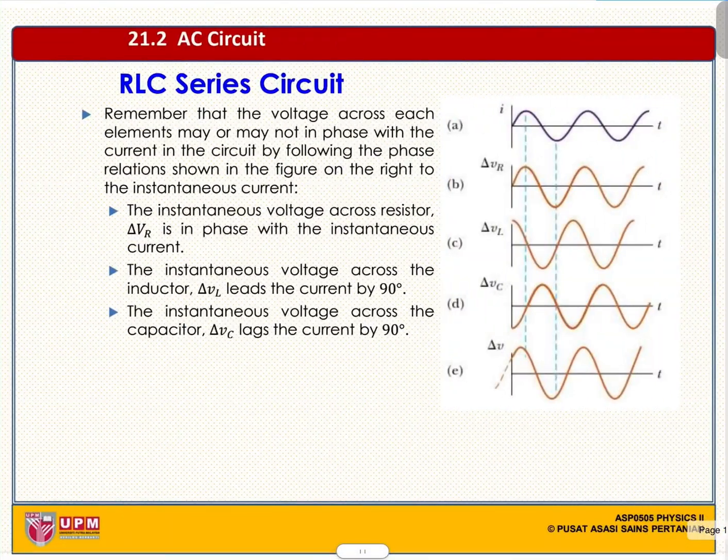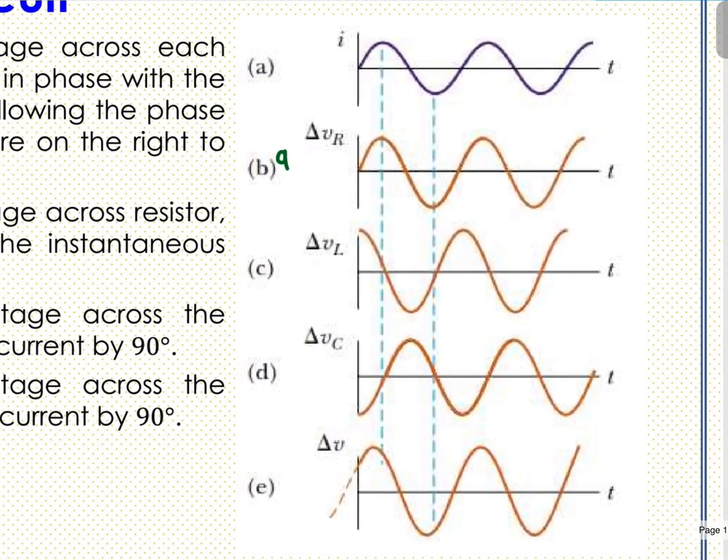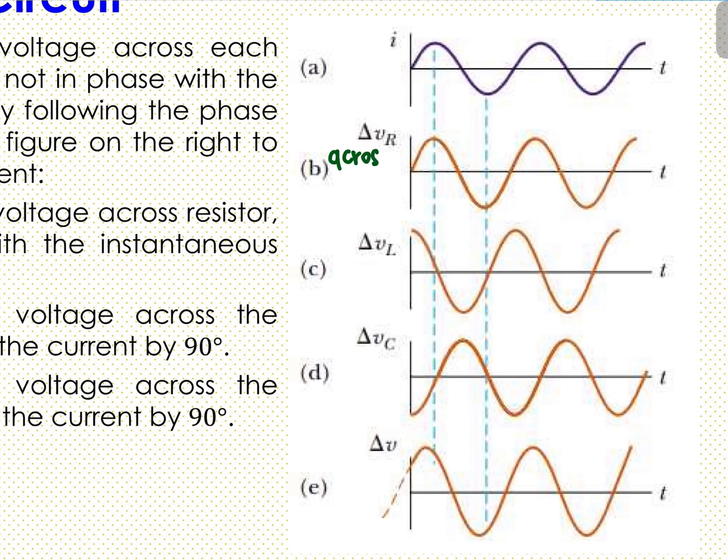Okay. Remember that the voltage across each element may or may not be in phase. In phase tadi kita dah tengok dia sama. Bila current maximum, dia punya voltage pun akan maximum. So kalau awak tengok kat sini, this one is across resistor.